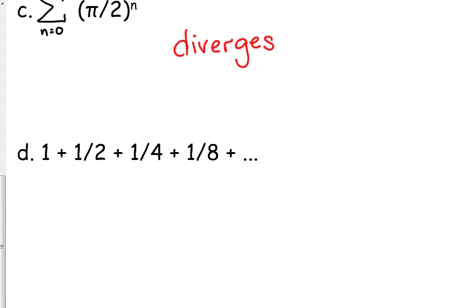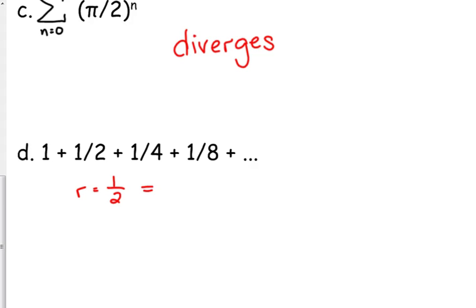All right, let's go to the last one. This one's not in summation notation. This one's more in what we would consider series notation. So it's saying you're taking 1, you're adding 1/2, then you add 1/4, then you add 1/8, and you keep going. So what's our common ratio? 1/2. Okay, each term is half of the previous term.